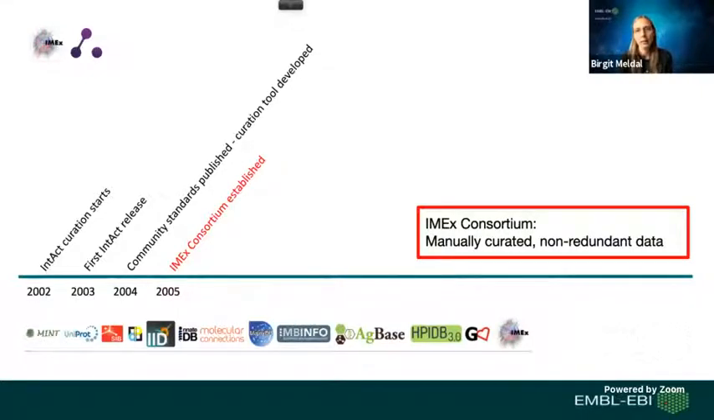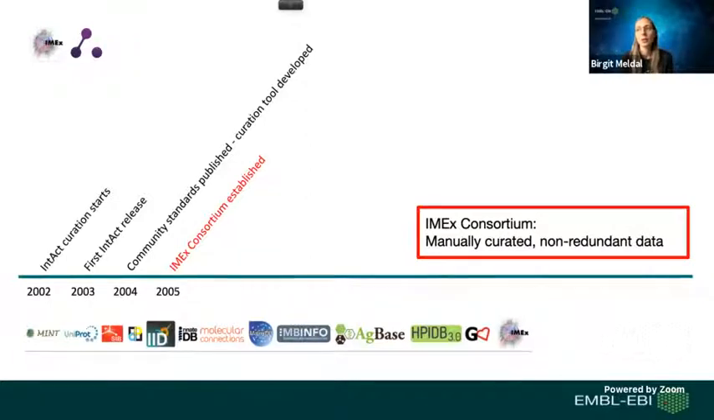And it meant that the different curators were often picking the same papers to curate. So even though the users were able to access the data through PSICQUIC, through a single search, they still had to pass through the data and make sure they ended up with a non-redundant data set.